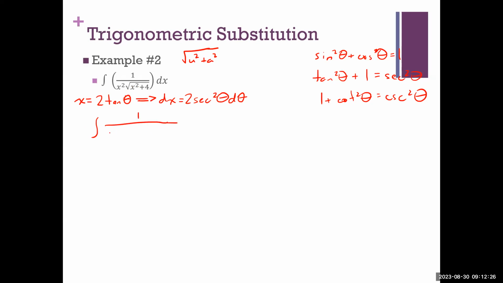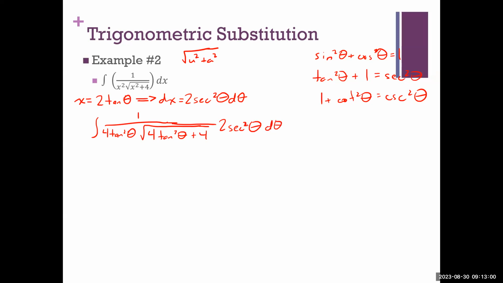Over 2 tangent squared. Close. 4 tangent squared theta. And the radical becomes radical 4 tangent squared theta plus 4. All of this times dx, which is 2 secant squared theta d theta.